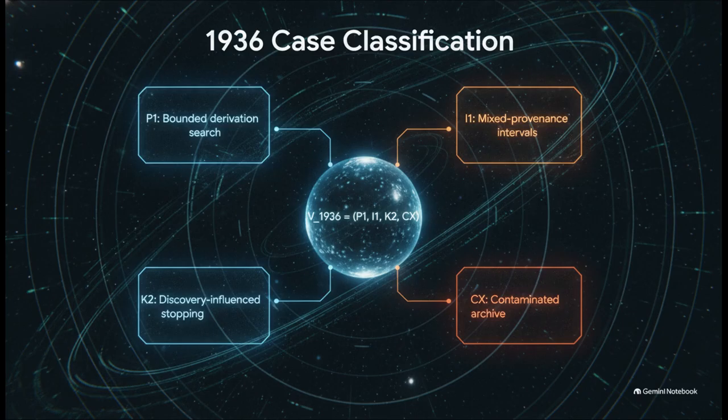Applying this exact machinery back to our 1936 case study yields a very specific diagnostic classification. Let's decode it real quick. P1 means they explored multiple candidate years before settling on 1936. I1 means some intervals were peeked at during discovery. K2 means they decided when to stop the octaves based on what looked interesting. And CX means the historical archive used was contaminated by prior exposure.